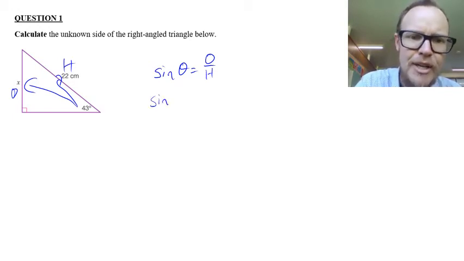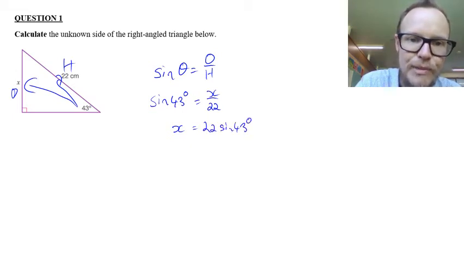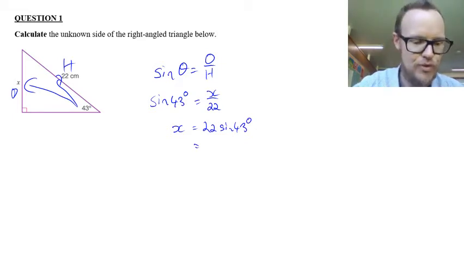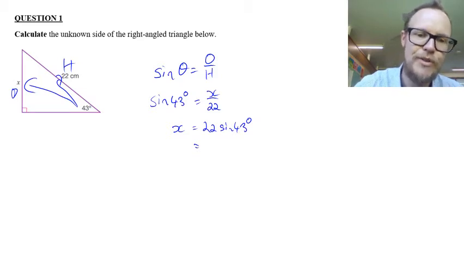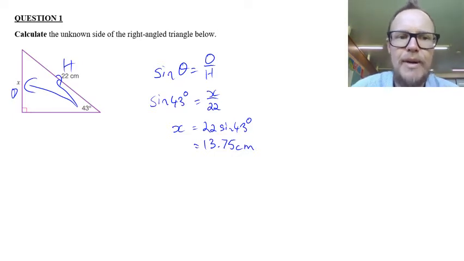Substitute in known values. Sine of 43 degrees is equal to the opposite, which is x, over 22, and that means we can rearrange, multiply both sides by 22, and we get x equals 22 sine 43 degrees, which is 13.75. And our units are centimetres. So if we're not told explicitly how many decimal places to round to, just stick to 2 decimal places.